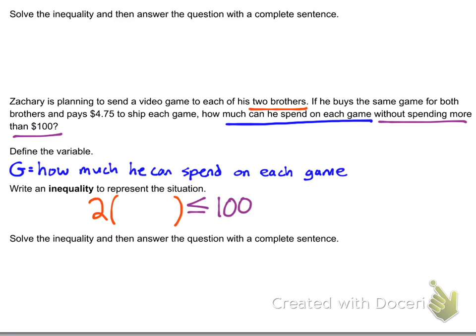Right here in the equation, he's got two brothers, and so we're going to put 2 times how much each game costs all together. That's including shipping, because each game has to have separate shipping. So if G is how much each game costs and you pay $4.75, then G plus $4.75 is the total cost of each game. So 2 times all that in the middle must be less than or equal to $100.